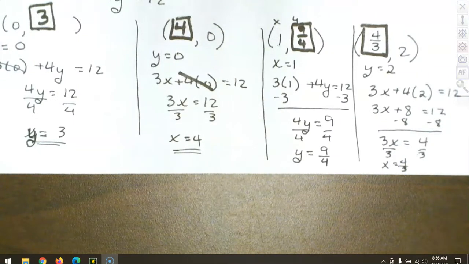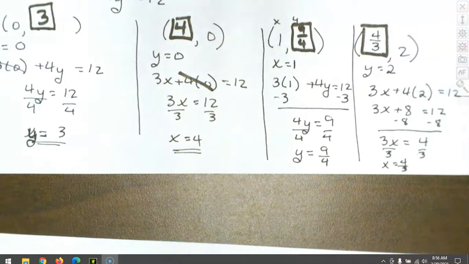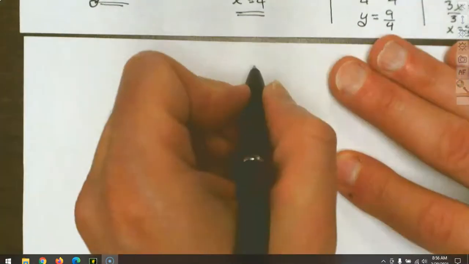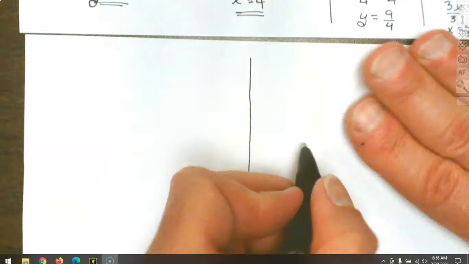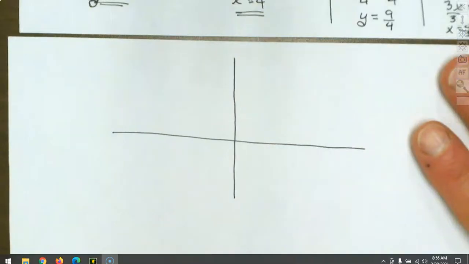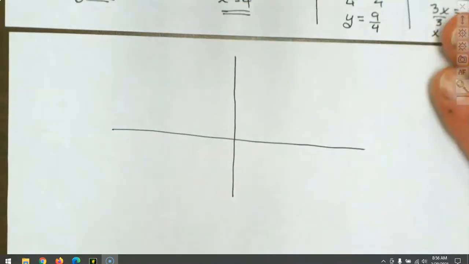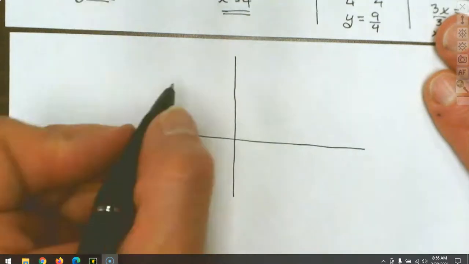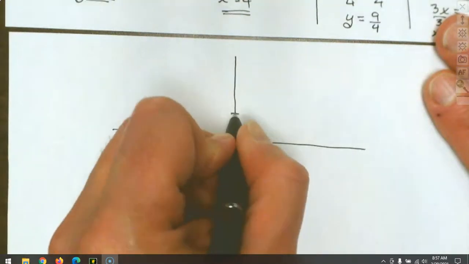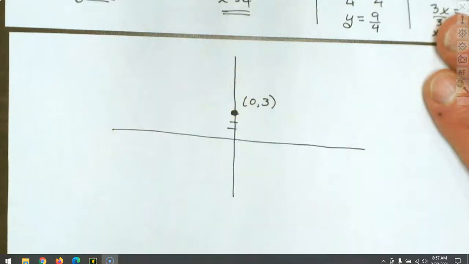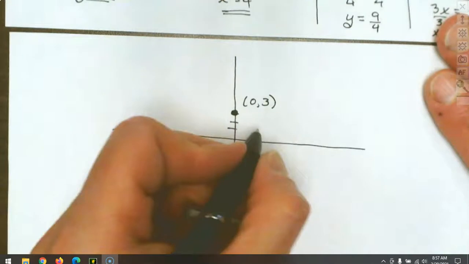We can graph them all, but we really don't need to, because as long as you've got 2 good points that are easy to graph, then you don't need to graph the rest of them. This is a line. Now, if it was a curve, which you'll encounter in college algebra, you'll have to plot more points. But this one is just a straight line. So we're going to go ahead and plot our y-intercept, which is at 0, 3. And then we're going to plot our x-intercept, which is at 4, 0.